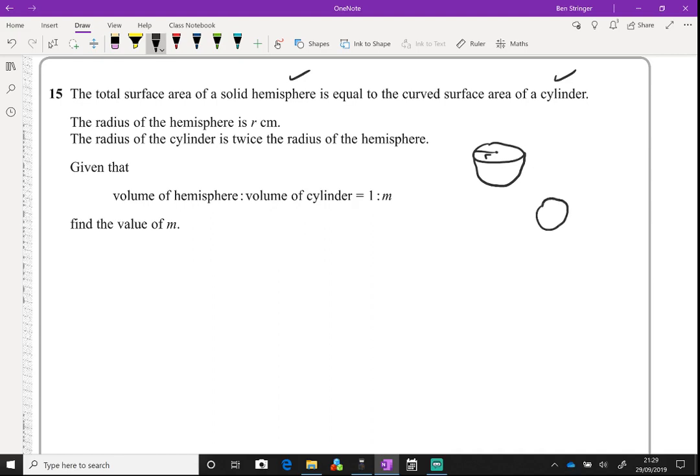The radius of a cylinder is twice the radius of a hemisphere. So we've got a cylinder. That's poorly drawn, but you get the point. This radius of a cylinder is twice the radius of a hemisphere. So that's 2r.